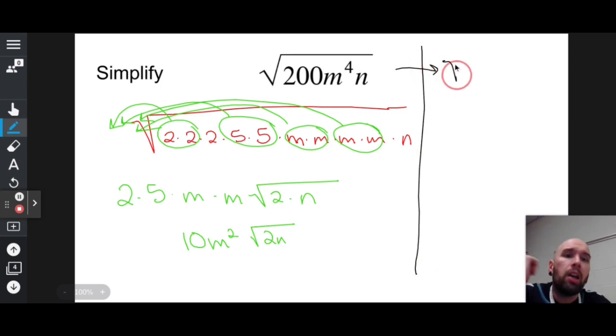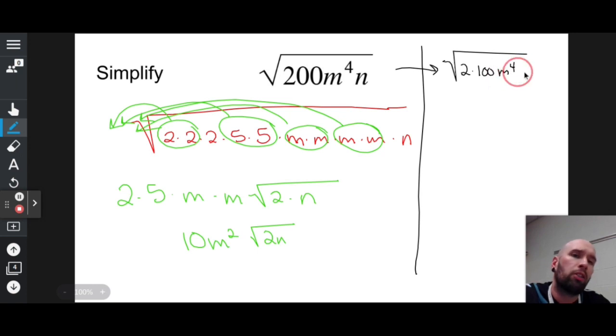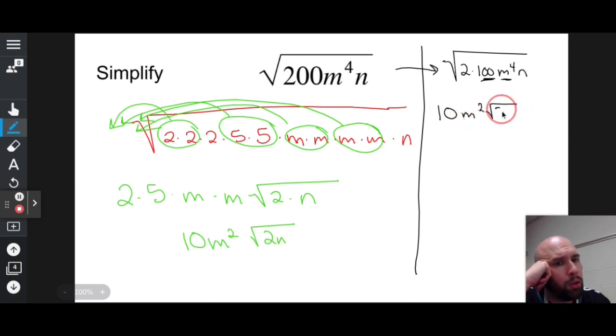Of course. If you see that what's inside here is either a perfect square or something times a perfect square, then just factor out whatever you need to factor out so that you have a perfect square. So 200 is 2 times 100. I know 100 is a perfect square. M to the fourth is also a perfect square, and n doesn't do anything for me. Take the perfect squares and square root them. So the square root of 100 is 10. The square root of m to the fourth is m squared, and then what you have left over is 2n.